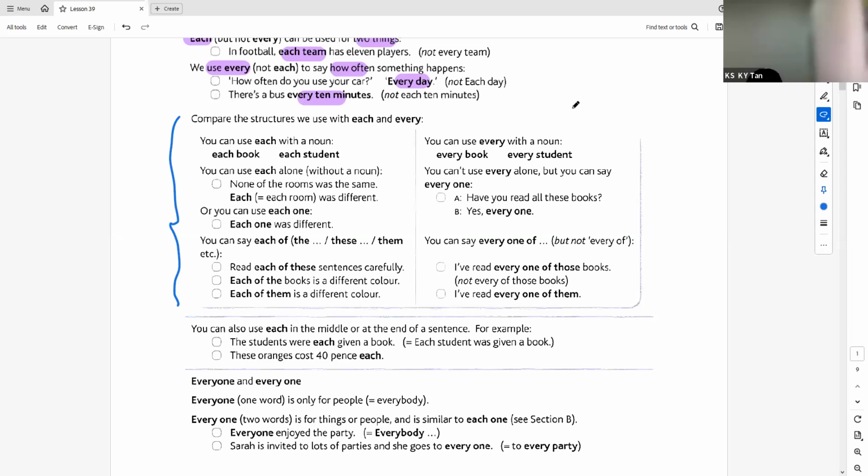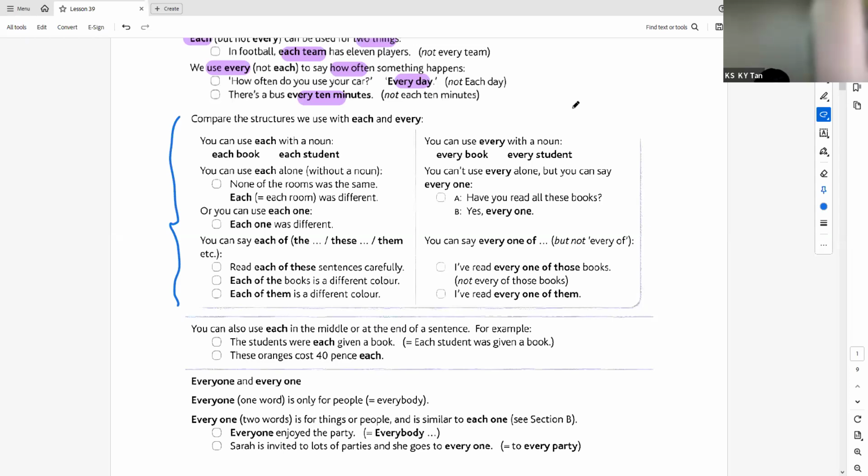Read each of those sentences carefully. Each of the books is a different color. Each of them is a different color. And you can use every with a noun: every book, every student. You can't use every alone, but you can say everyone.